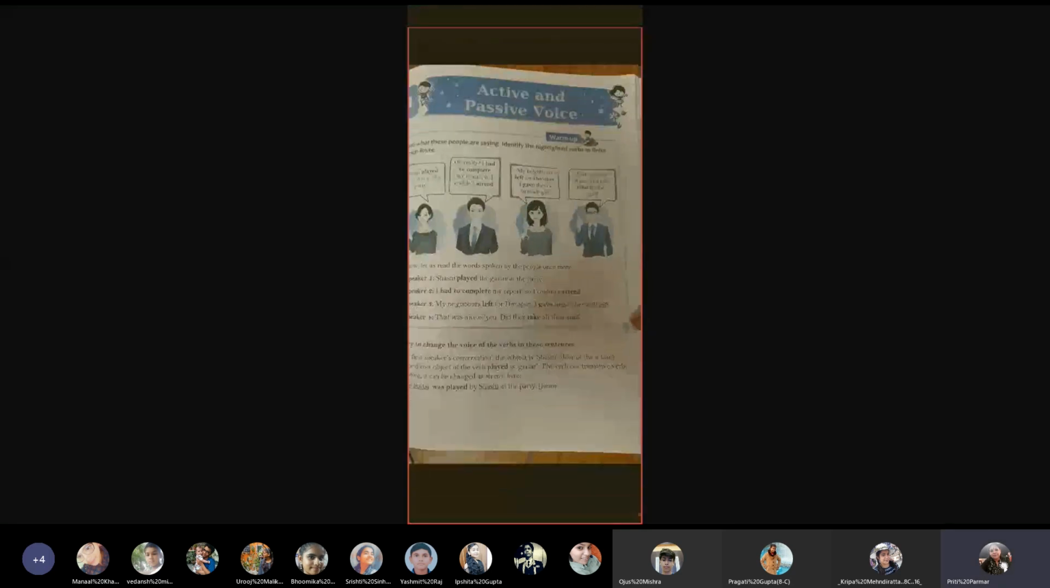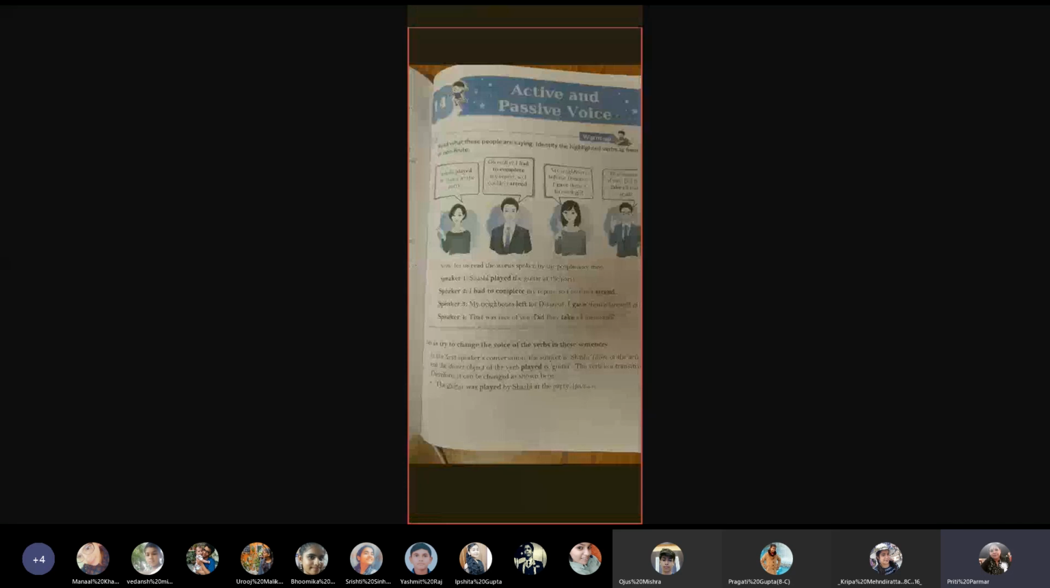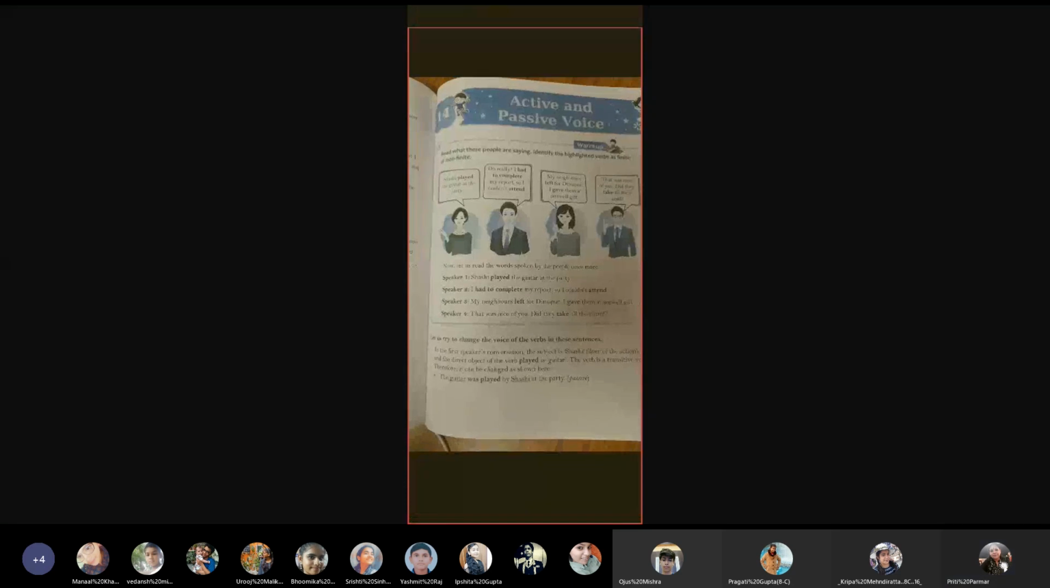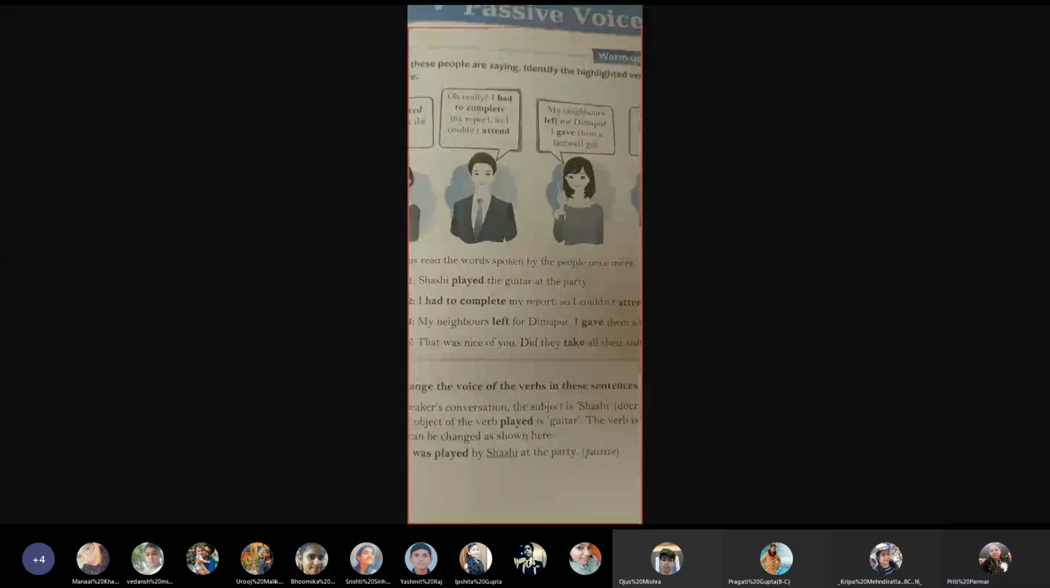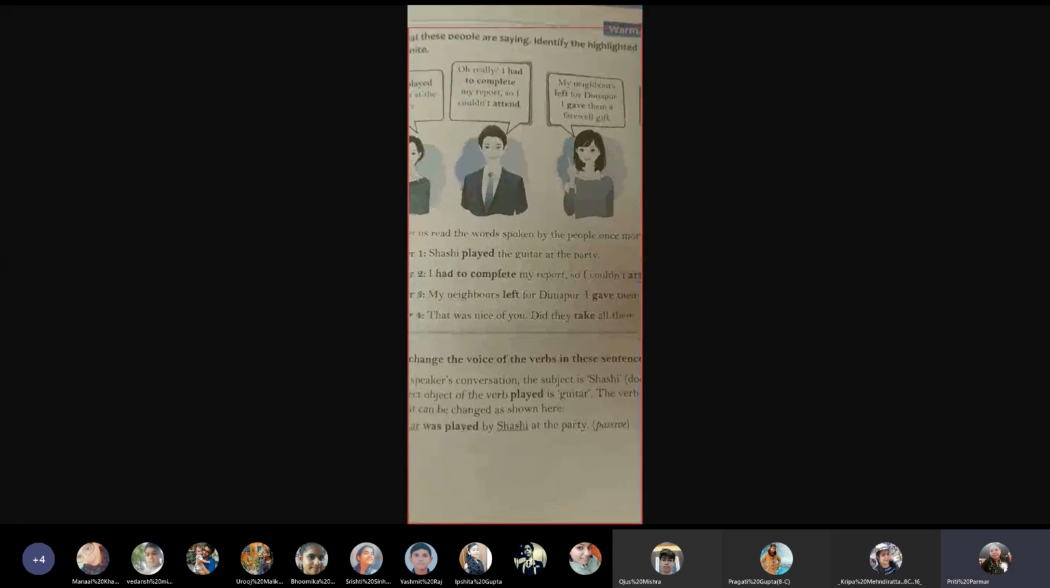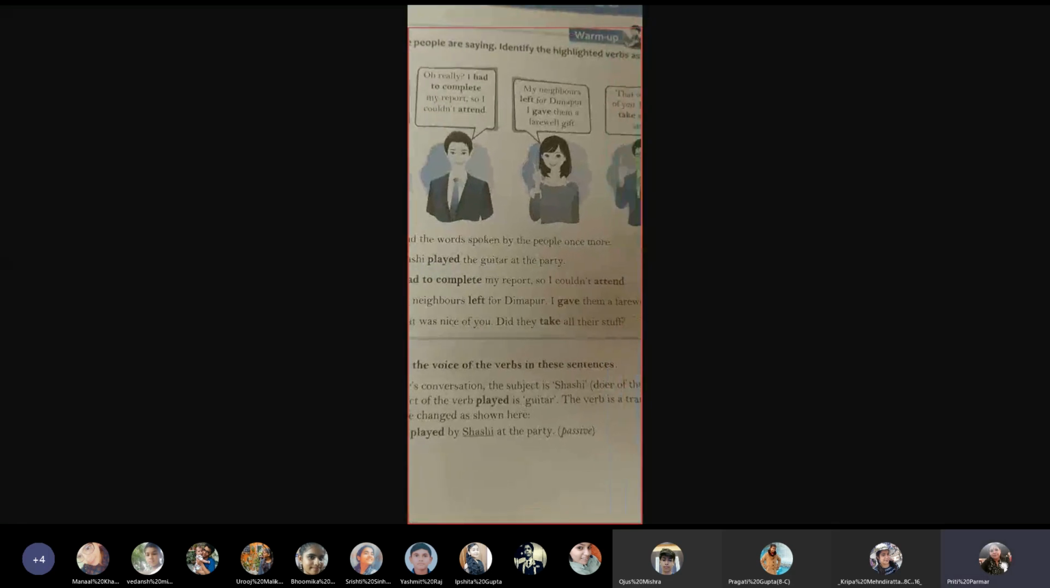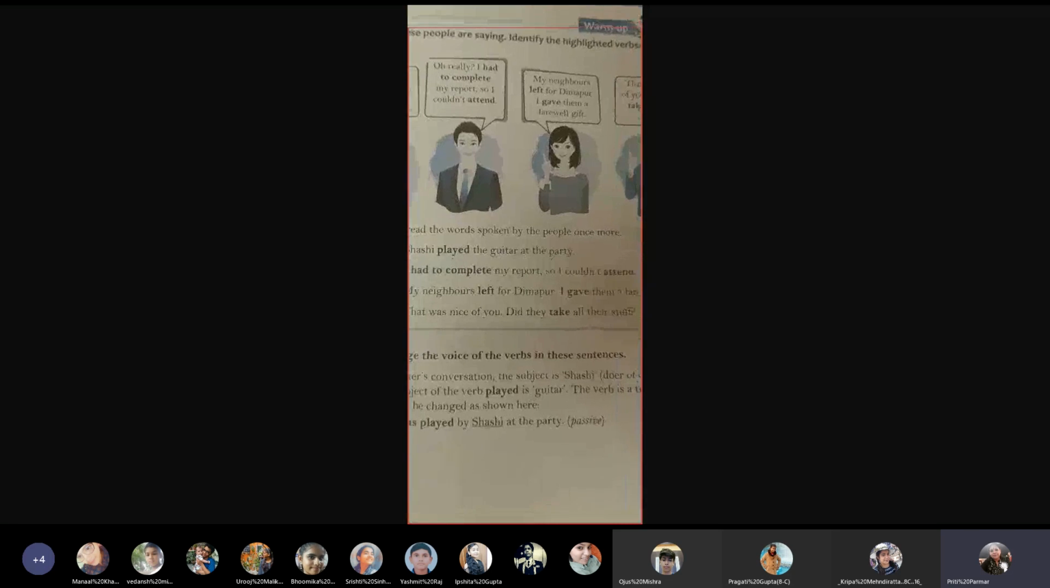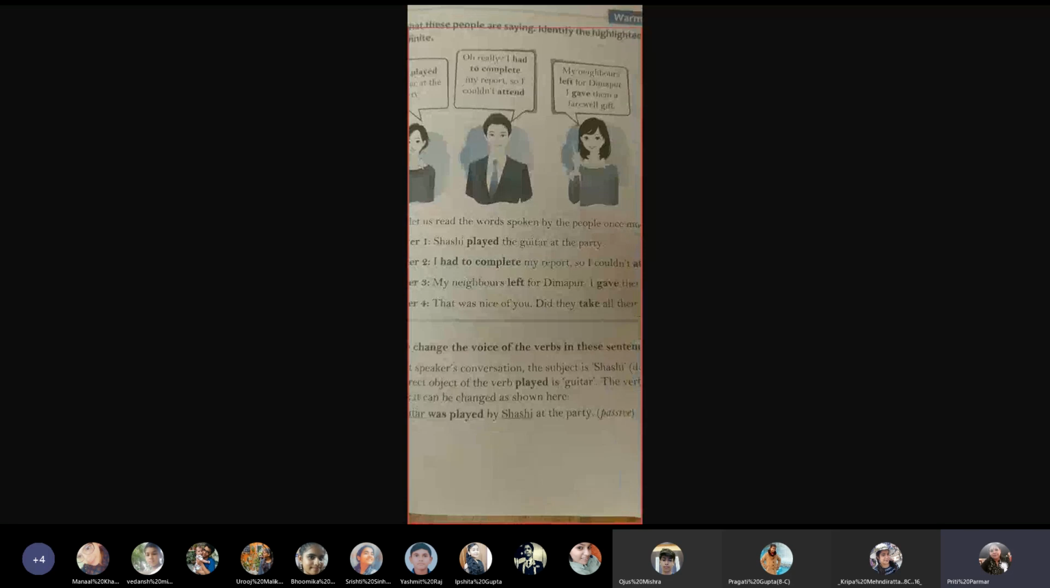Now, here we come to the fourth speaker, and the sentence is, that was nice of you. Did they take all their stuff? Here, in the fourth speaker's conversation, the subject they is the doer of the action, and the direct object of the verb take is stuff. So, that was nice of you will remain unchanged.